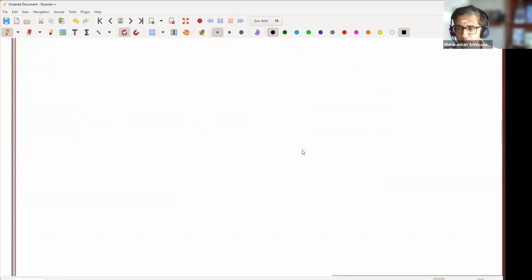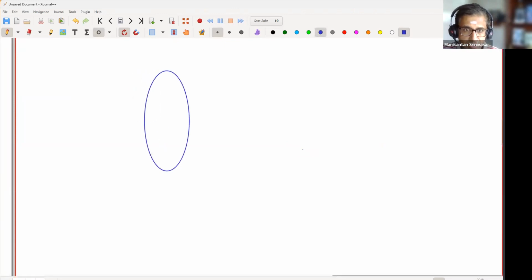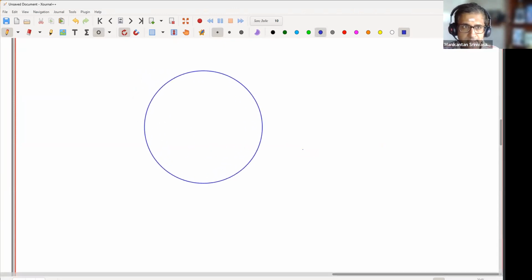So I want to do a few properties of circles as well today. We covered triangles and quadrilaterals in detail. So the first basic property in circles, let me just draw a circle here, is, first let's define some basic terms. So center, all of us know.